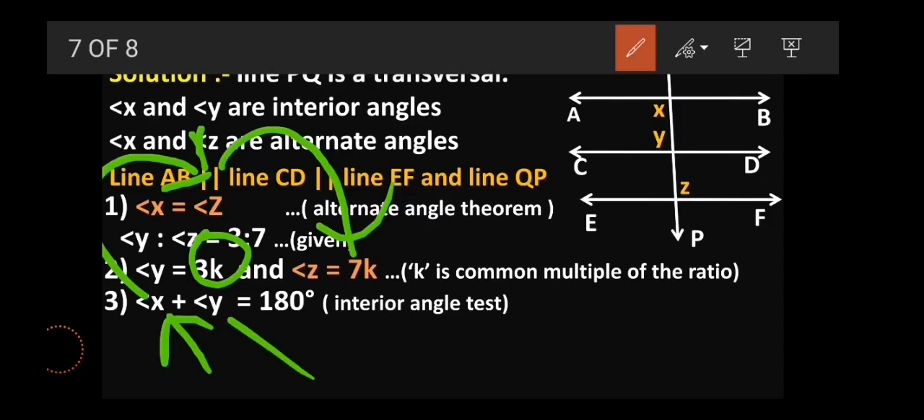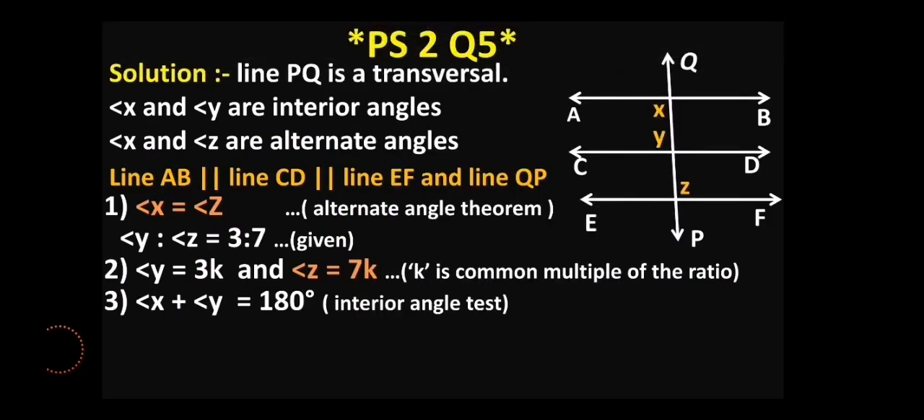So y can be put as 3k. For x we don't have a value, but x is equal to z, and the value of z is given to us, that is, we have found 7k. So I can replace that angle x with the value of angle z, right? And that is what we are going to do. So what we get over here is 7k plus 3k equals 1 degree, and the reason is by 1 and 2, don't forget that part.